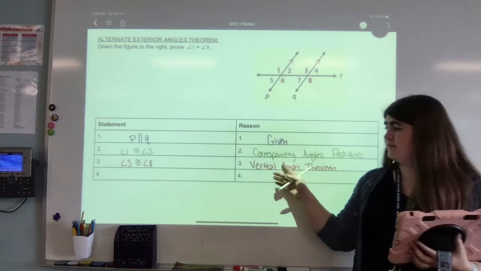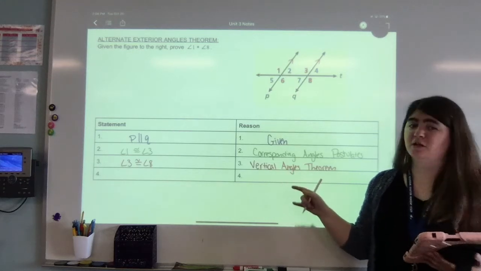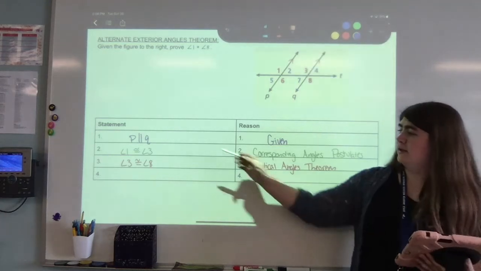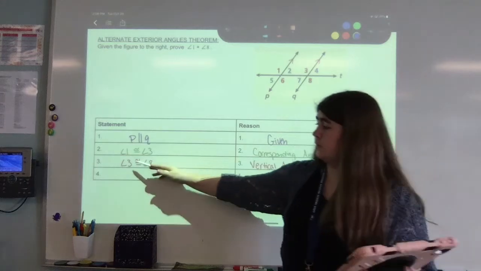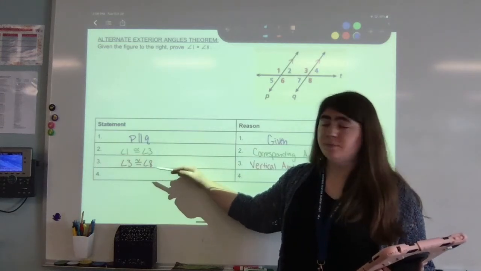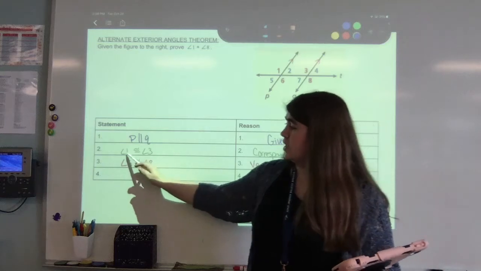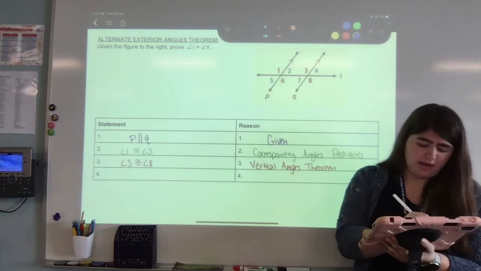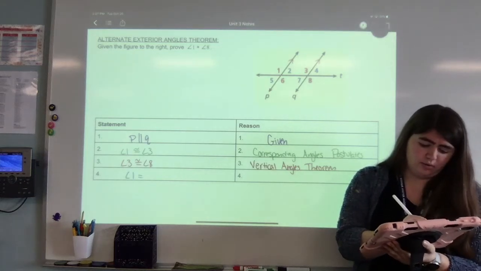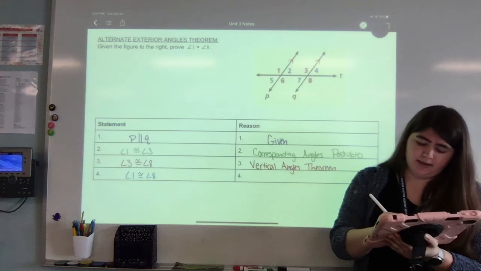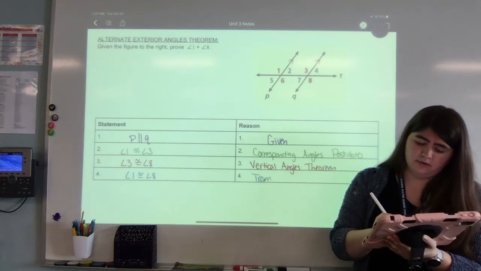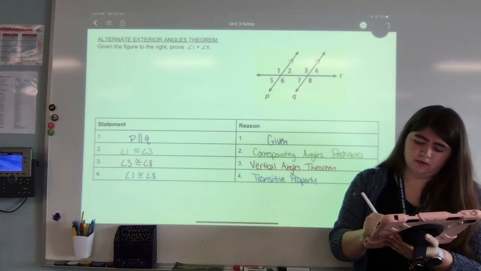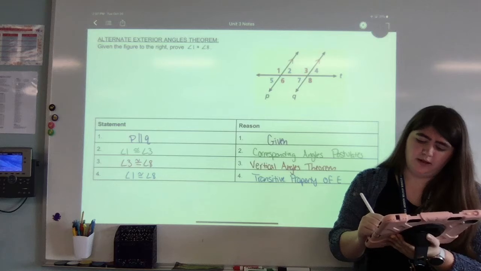Alright, and if you didn't have this theorem, you could still get there, but it's going to take a little longer. Alright, so now that we have that angle 1 is congruent to angle 3, and angle 3 is congruent to angle 8, we're now set up to use our transitive property to jump to say that angle 1 must also be congruent to angle 8. So I have angle 1 is congruent to angle 8 by the transitive property of equality.